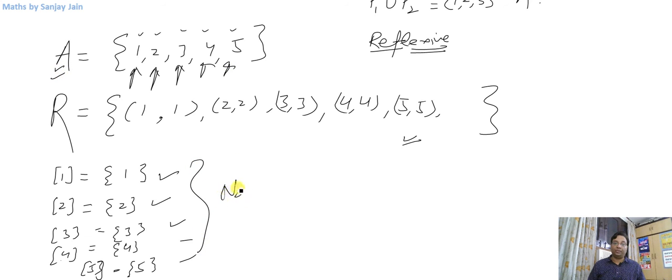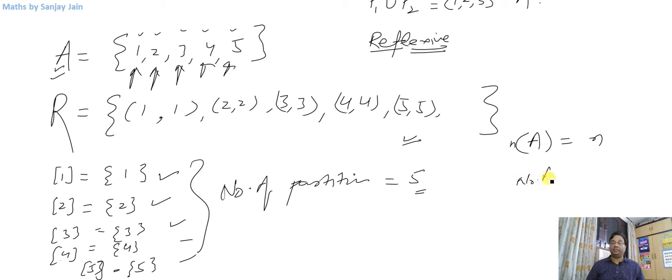So the total number of partitions is 5 in this case. If the number of elements in set A would have been, let us say, n, then the number of partitions of such a set, where only doublets are there, would have been n. So this is the maximum number of partitions that we can have for a given relation in A, right? For maximum partitions, I will have only doublets in this relation. I hope you understood the point I am trying to make.